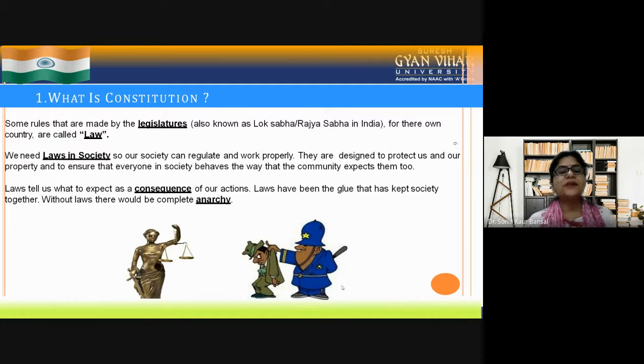Legislatures, also known as Lok Sabha and Rajya Sabha in India, make rules for their own country, which are called laws. So we need laws in society so our society can regulate and work properly. These rules are designed to protect us and our property and to ensure that everyone in society behaves the way that the community expects them to. So, laws tell us what to expect as a consequence of our actions. Laws have been the glue that has kept society together.